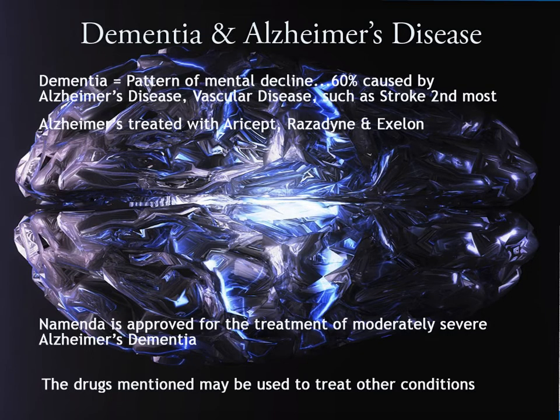Dementia is a pattern of mental decline that may be caused by different diseases or conditions. Alzheimer's disease causes over 60% of the cases of dementia, with vascular disease, such as a stroke, being the second most common cause. Common medications used to treat dementia include acetylcholinesterase inhibitors such as Aricept, Razadyne, and Exelon. They may be prescribed for mild to moderate Alzheimer's. Memantine, or Namenda, is approved for the treatment of moderately severe Alzheimer's dementia. Remember, there are also other conditions that you may see where the previously mentioned medications are prescribed.